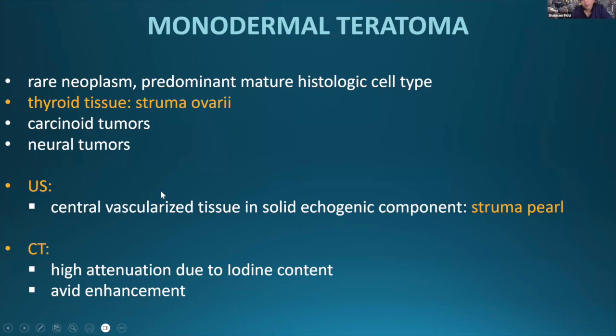Now, in ultrasound, what you can see when you do see it is a solid echogenic component, which actually shows a pretty prominent internal vascularity. Remember, I told you that the other echogenic tissue in the ovaries is a dermoid, which doesn't show vascular flow. So this is called the struma pearl. And on CT, because of the high iodine content, on non-contrast images, these lesions are actually high in density. When you give contrast, they show avid enhancement.